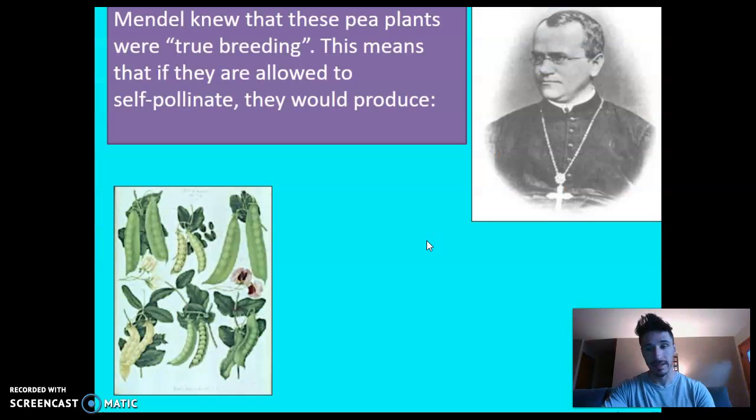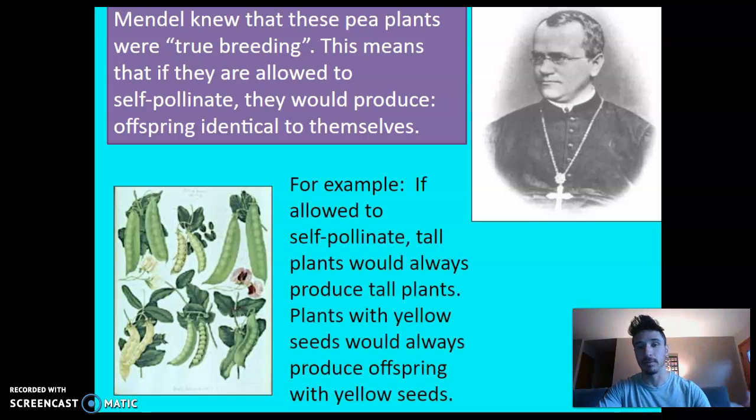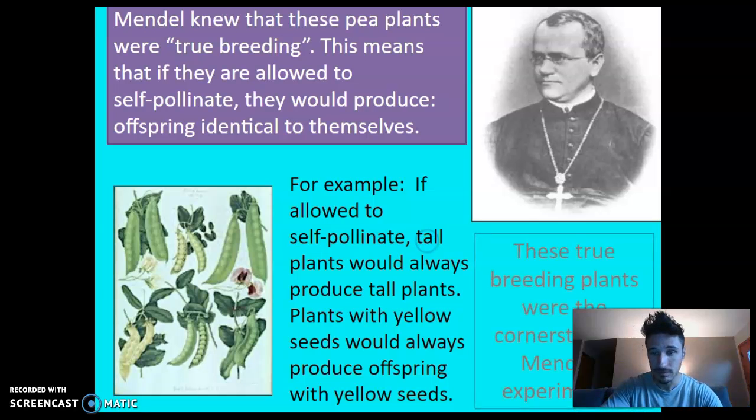Now, Mendel knew that these pea plants were what he referred to as true breeding, which means that if they were allowed to self-pollinate, self-fertilize, they would produce identical offspring to themselves. And I'll give you an example here. If allowed to self-pollinate, tall plants would always make tall plants. Plants with yellow seeds would always make offspring that produced yellow seeds. Okay, true breeding, always making identical offspring to themselves. Now, these true breeding plants were the cornerstone of Mendel's experiments.